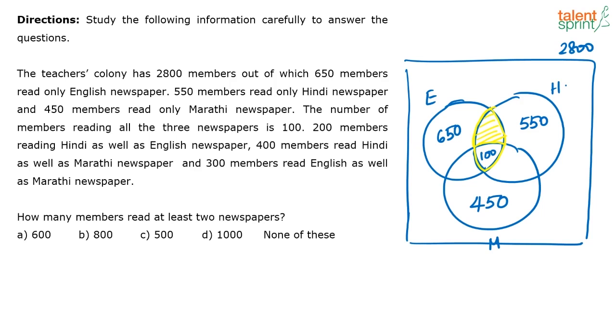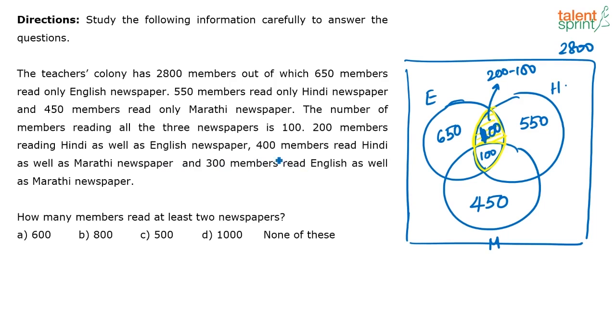See, 200 members read English and Hindi. Out of this 200 members, 100 members read all 3. So how many members read only English and Hindi? This full set is 200, out of which 100 read all 3. So the number of people reading only English and Hindi is 200 minus 100, that is equal to 100.